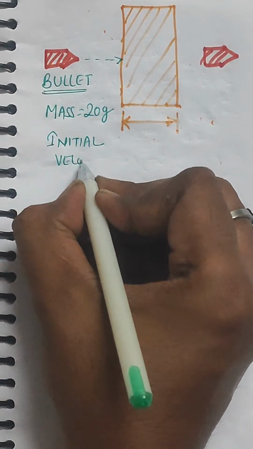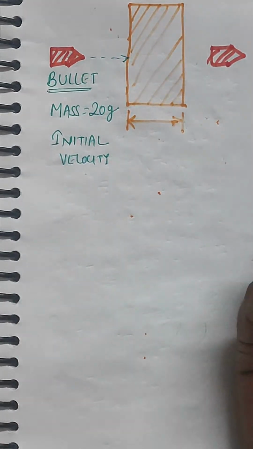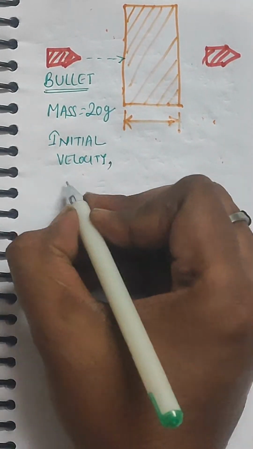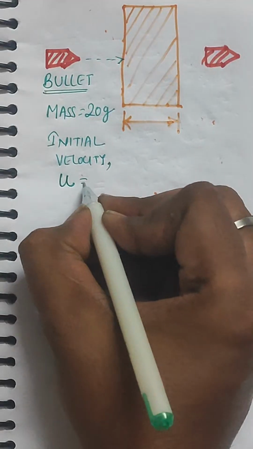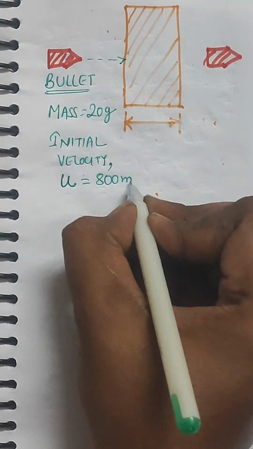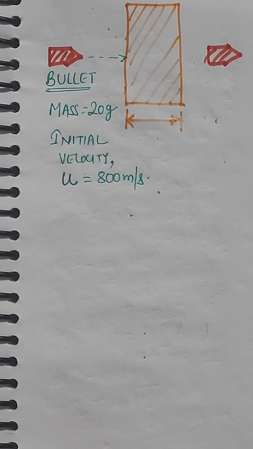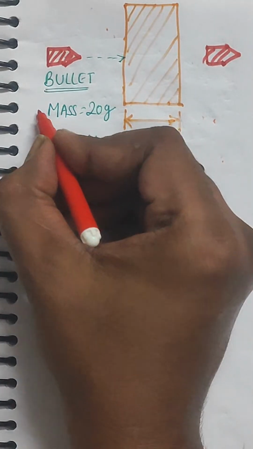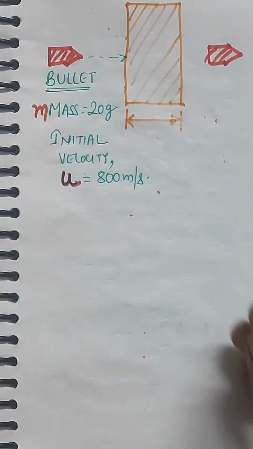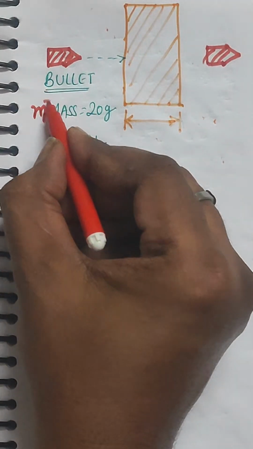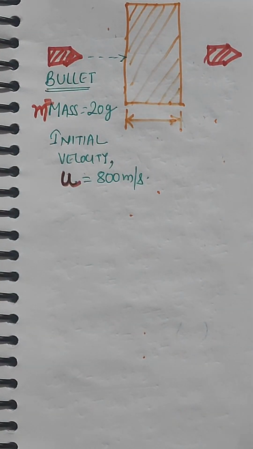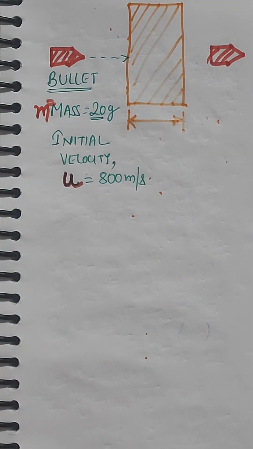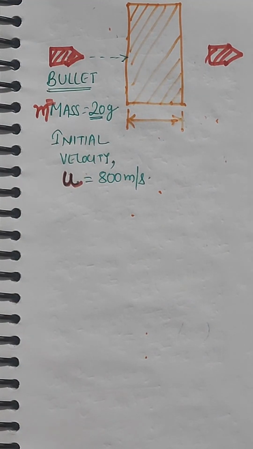Initial velocity is given to you, and basically that is nothing but u. u is given as 800 meter per second, right students? Even here you can see m is given to you, that is the mass. m is equal to mass. Now this is in gram, you need to convert it into kg before going forward.